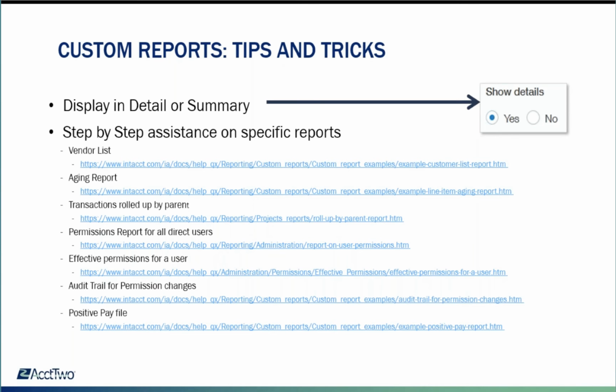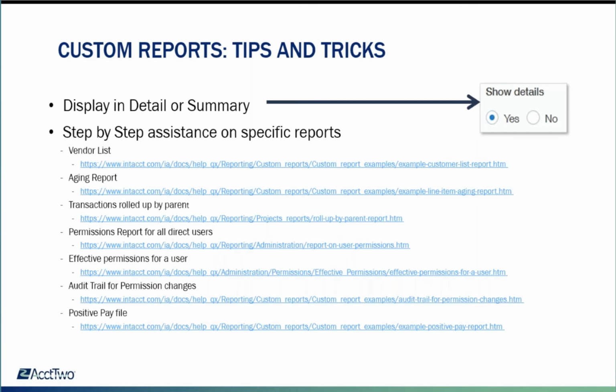If I choose no, what I get is a different looking report in that there is no transactional level detail. It's just a unique set of chart of account, whatever dimensions I select, and a total with no transactional detail. Then the next unique set and a total, et cetera, et cetera.